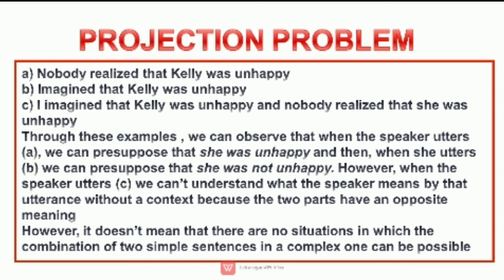And then when the speaker utters C, we can understand what the speaker means only with a context, because the two parts of this sentence have opposite meanings. So it's a bit complex. That's about the projection problem that always happens. However, it doesn't mean that there is no situation in which the combination of the simple sentence and the complex one can be possible. So that's about the projection problem between the speaker and hearer.